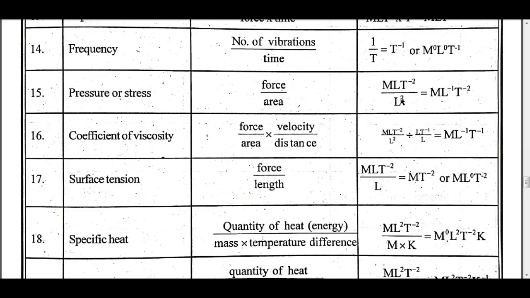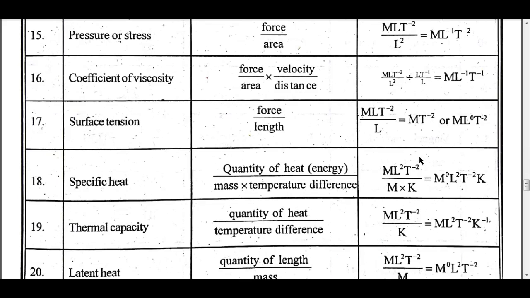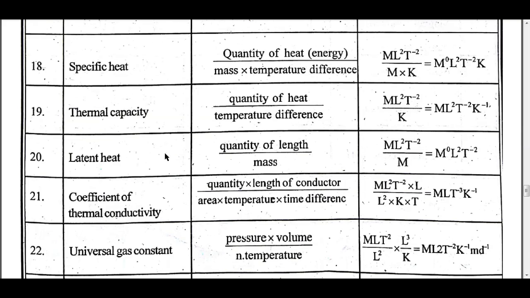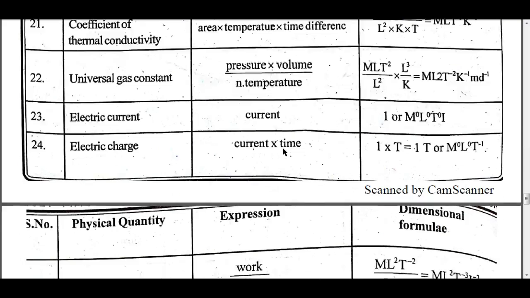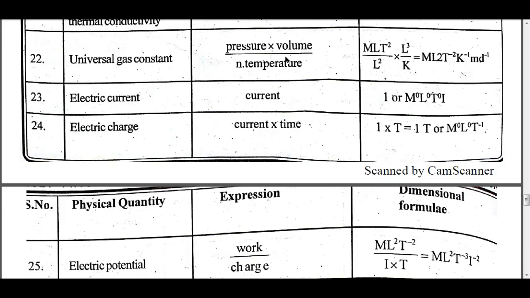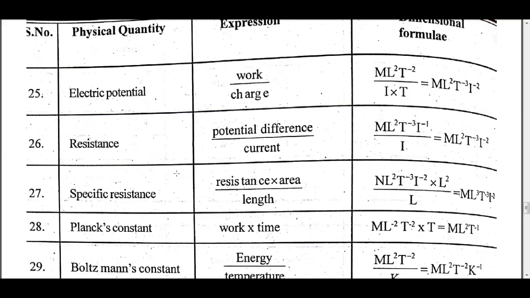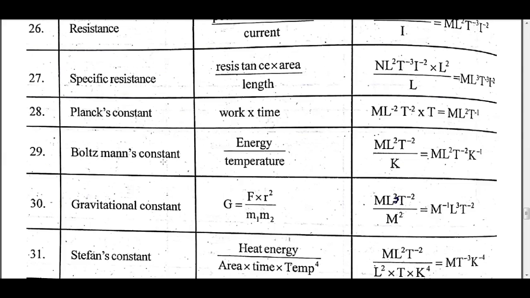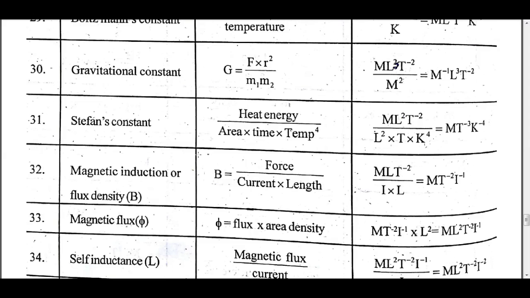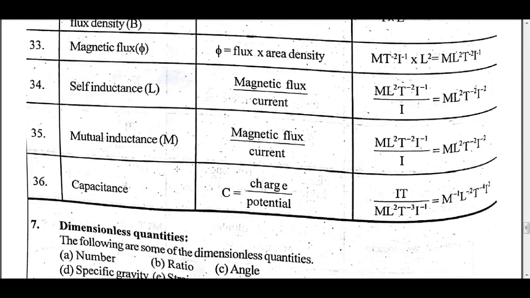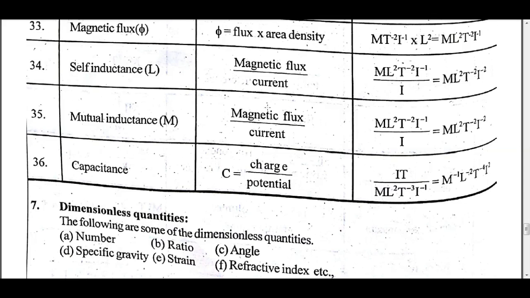And here are some dimensional formulas for surface tension, specific heat, thermal capacity, latent heat. Here the important one is the universal gas constant. For this, M L squared T power minus 2 and K power minus 1 only, there is no mole. And electric current, electric charge, electric potential, resistance, specific resistance, Planck's constant, Boltzmann's constant, gravitational constant. These are the important ones. I will give the PDF link for this class. These are all the dimensions and units.